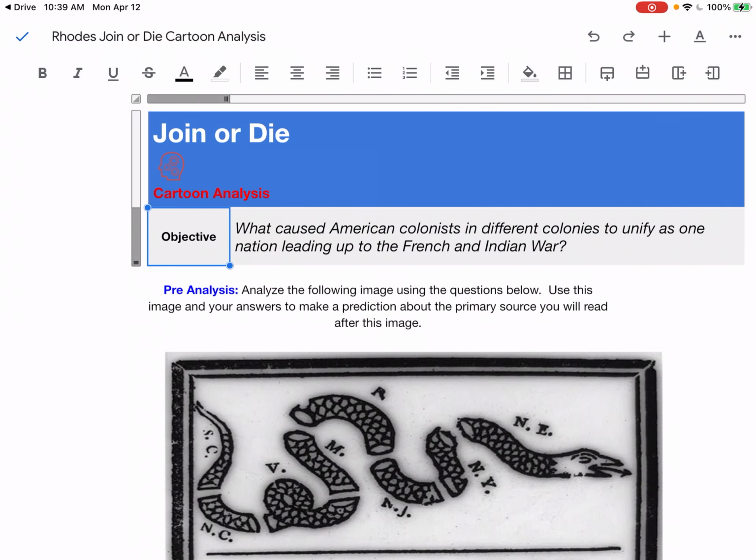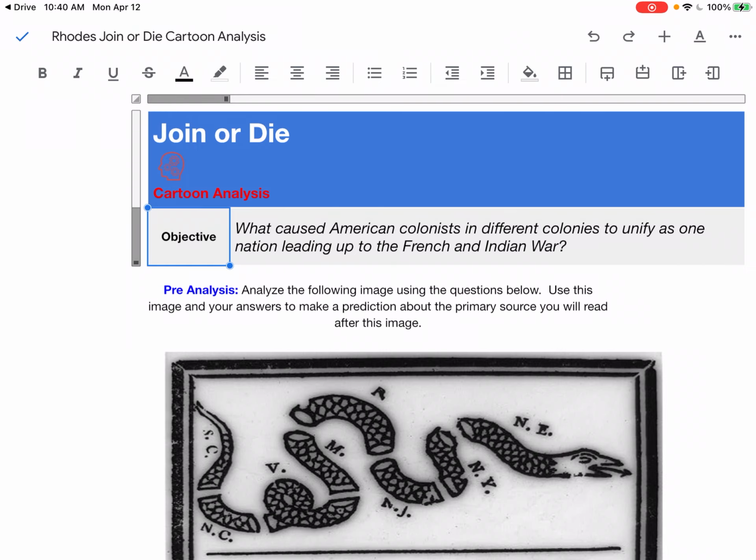Scholars, today we're going to be working on a cartoon analysis, and this is something unlike what we've done this year. So you're going to want to take your time and make your way through the document. First things first, this document is called Join or Die, and we are really focusing on what caused American colonists in the different colonies to unify as one nation leading up to this war that we're about to learn about, which is called the French and Indian War.